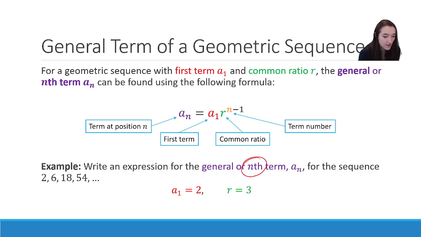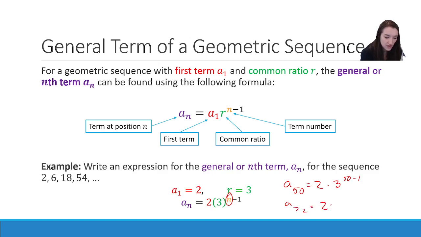We want the nth term. We want n to be a variable. We do not want to plug in for n because the point is to be able to plug in for it later. So we just get 2 times 3 to the n minus 1. We just leave that n right there so that I could then later ask you, well, what is the 50th term? And then you'd know A50 equals 2 times 3 to the 50 minus 1.